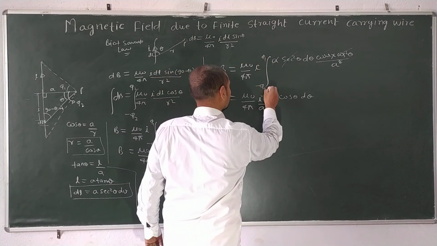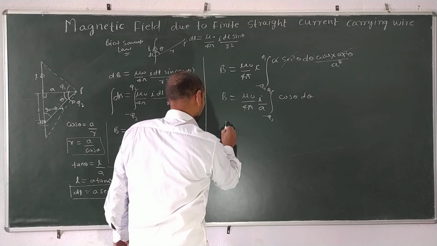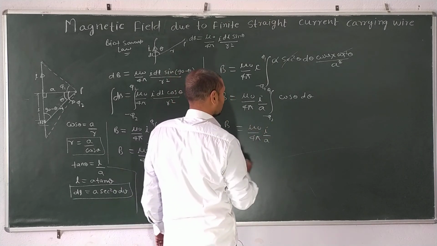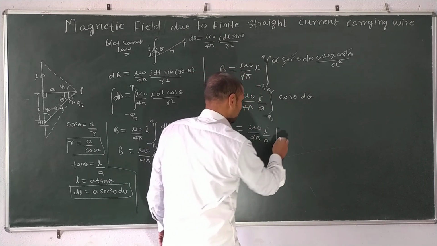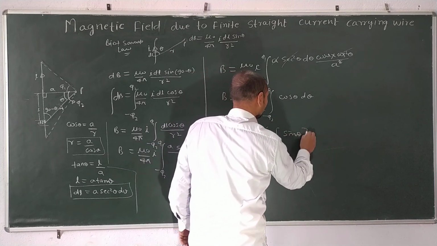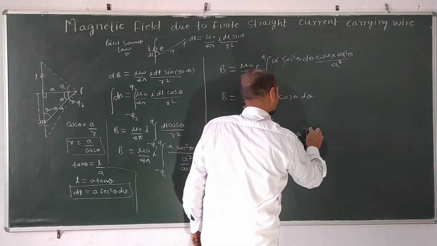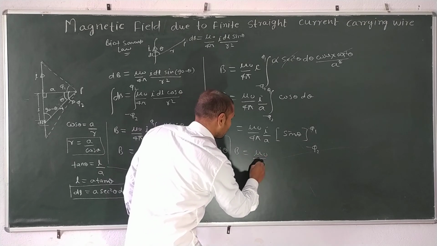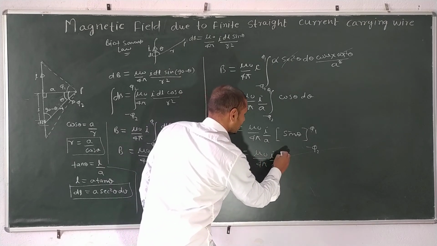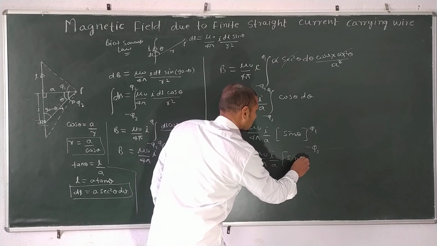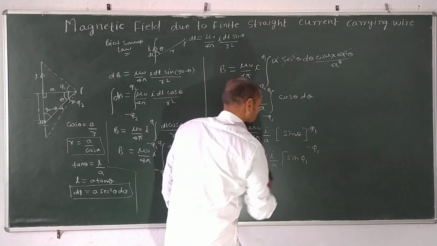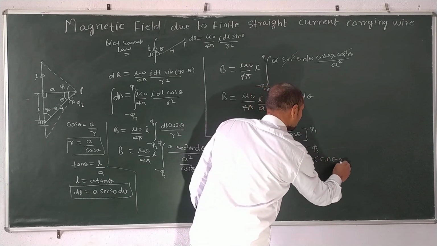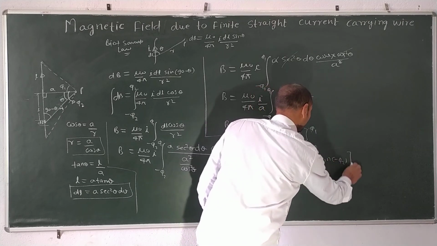As we integrate, we get mu naught upon 4 pi I upon a, and we know that the integration of cos theta is sin theta, from minus phi 2 to plus phi 1. As you put in the values, you get mu naught upon 4 pi I upon a times sine phi 1 minus sine of minus phi 2, that is minus of sine minus phi 2.